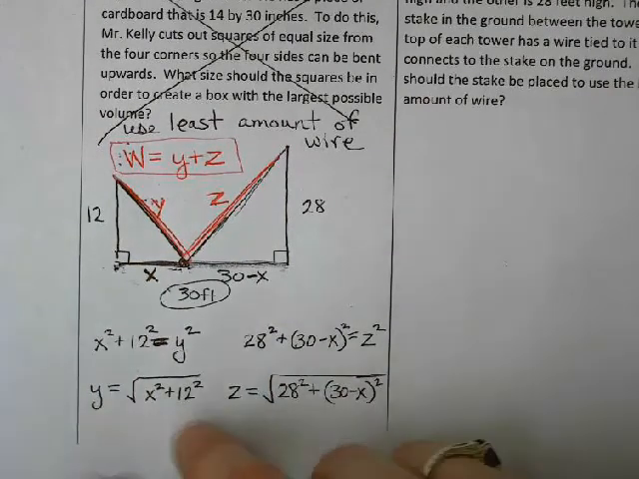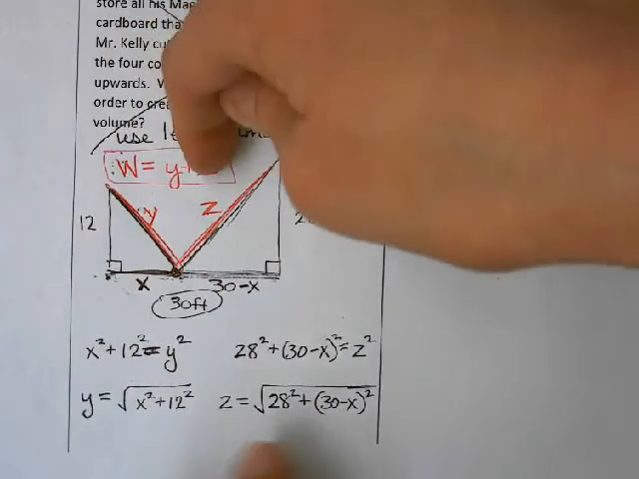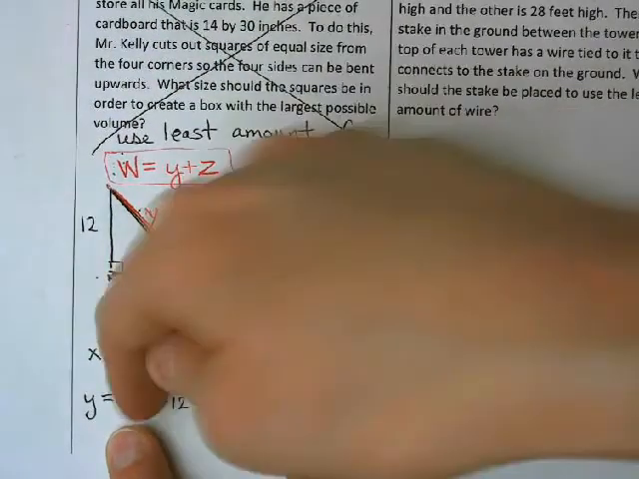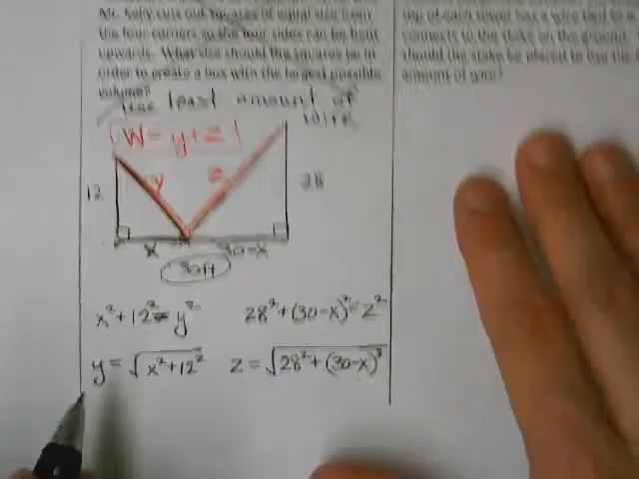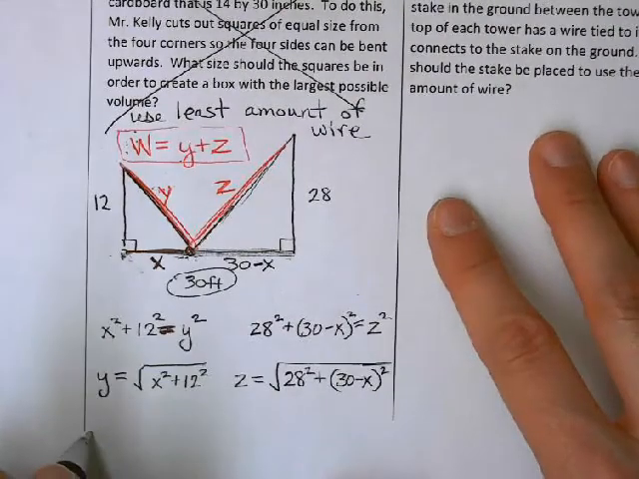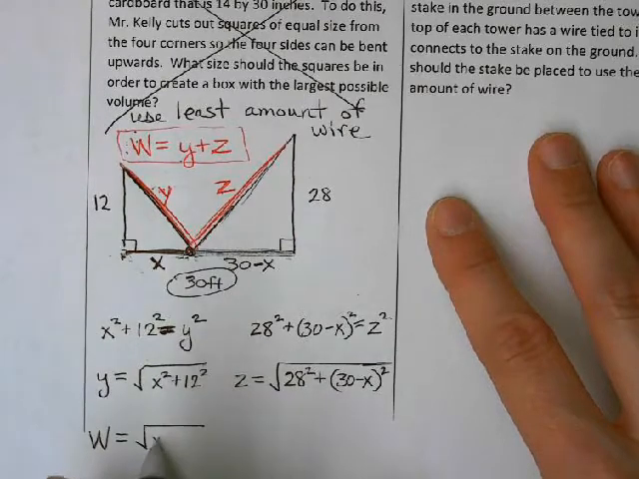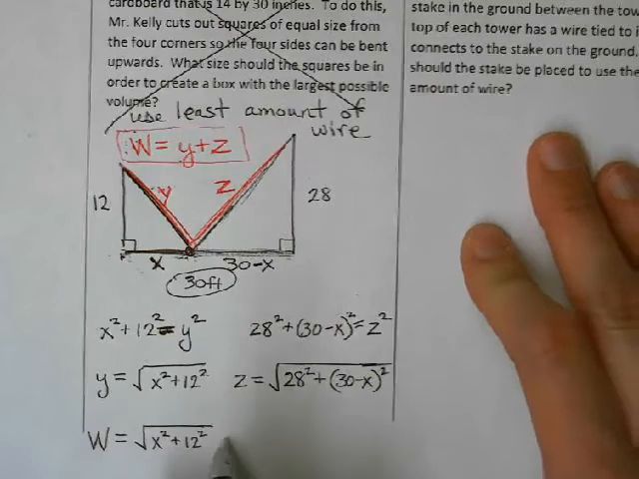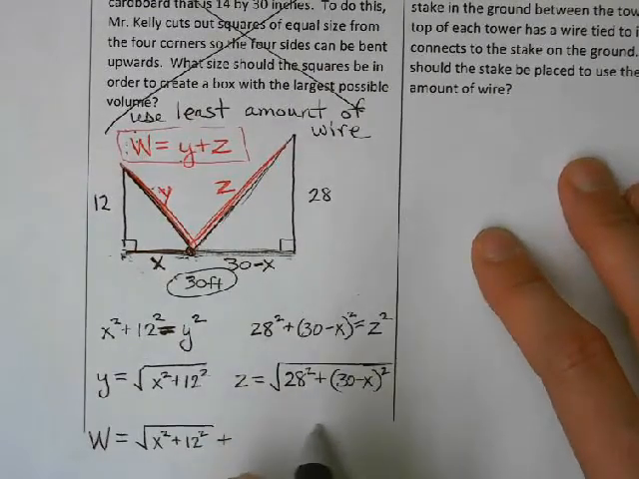Yeah, if this is y, plug that in for the y. This is z, plug that in. Because then we'll be down to just x's in the equation. It'll be a lot easier. See, it's hard, isn't it? This is a lot. So you're going to have to plug this back up here. So w equals this square root of x squared plus 12 squared plus the z, which was this other big square root.